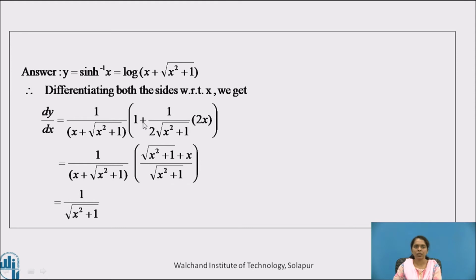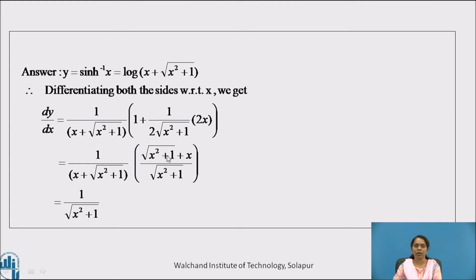Derivative of x is 1 plus derivative of under root term is 1 upon 2 under root x square plus 1 into derivative of x square is 2x. Again try to simplify. From this second bracket let us take LCM and the first bracket as it is. So second bracket turns to be numerator under root of x square plus 1 plus x whole divided by under root of x square plus 1.